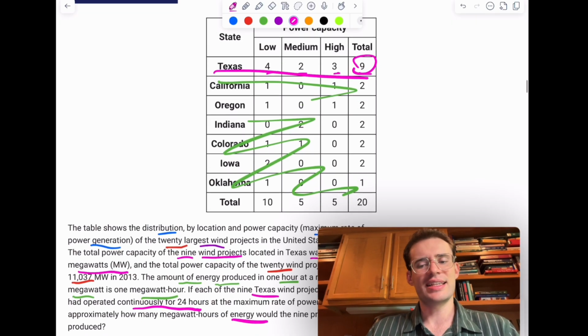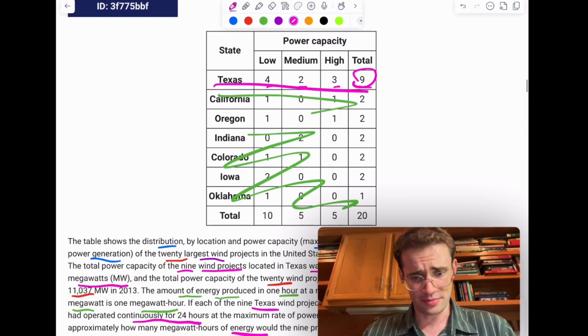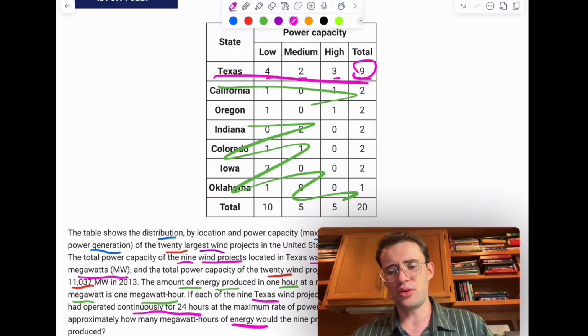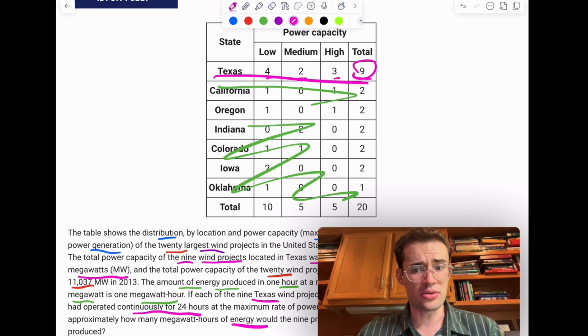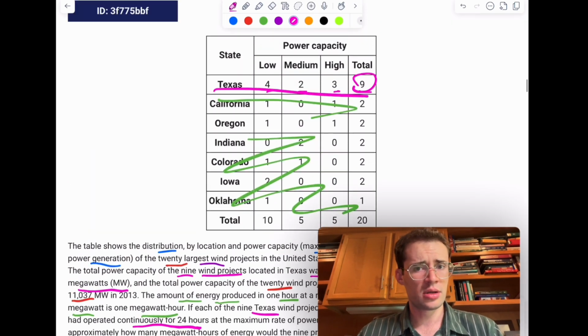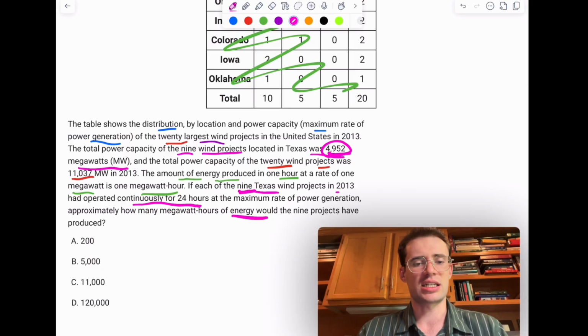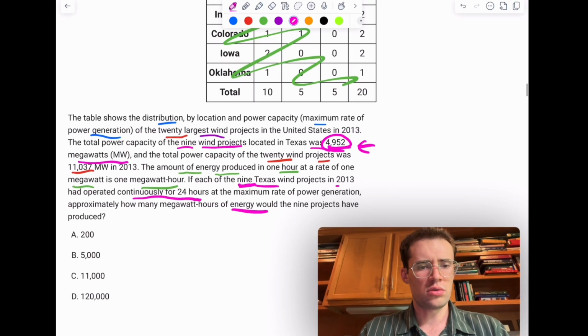Yeah, I don't think you use this table. You could say it's kind of a red herring. Maybe they gave it because they thought it was interesting. You can look at it, but you don't use this table at all. If you try to use it, you'll probably mess up. The only thing relevant is the 9, but you don't even use that 9 in your calculation. It's just knowing that those are the 9 Texas projects. So the only number you need is this 4,952.